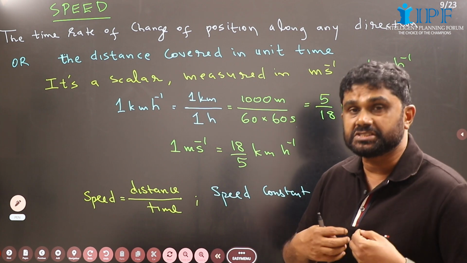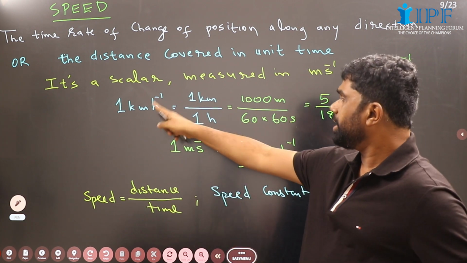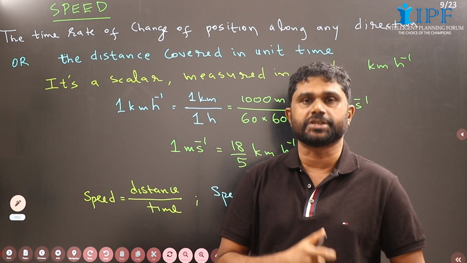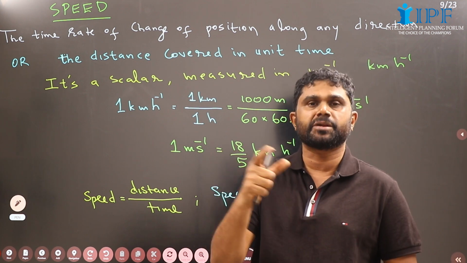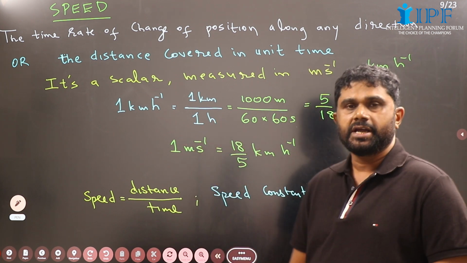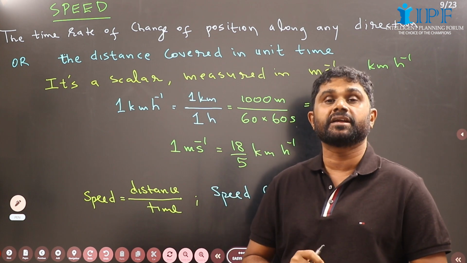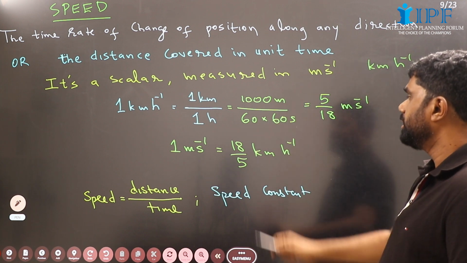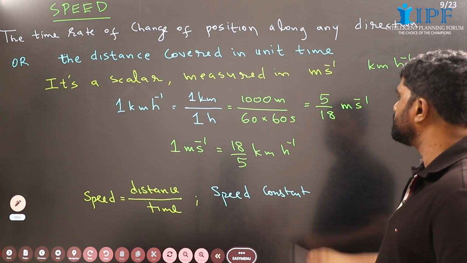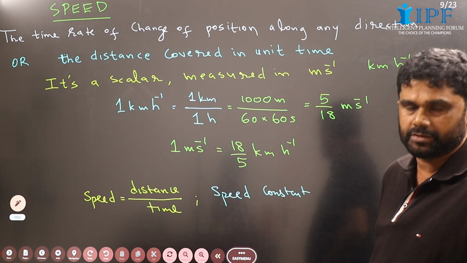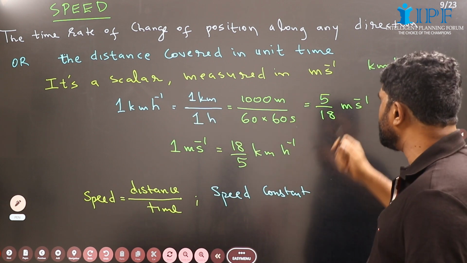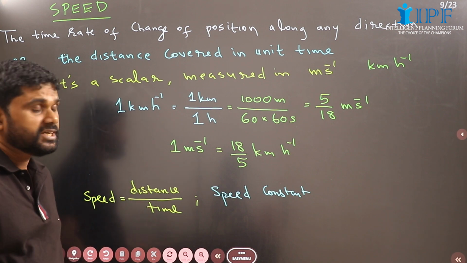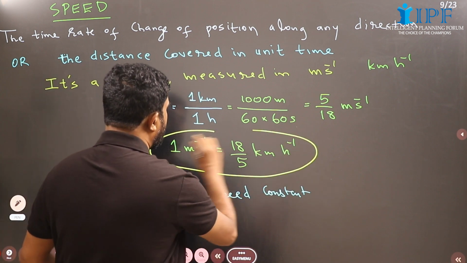The conversion is direct and straight. 1 kilometer per hour means 1 kilometer divided by 1 hour. Kilo stands for 1000, so 1 kilometer means 1000 meter. And in the denominator there is 1 hour, and each hour is equal to 60 minutes and each minute in turn equal to 60 seconds. So this is 1000 meter divided by 60 times 60 seconds, which is 5 over 18 meter second raised to minus 1. So 1 kilometer hour raised to minus 1 equals 5 over 18 meter second raised to minus 1, or 1 meter second raised to minus 1 is 18 over 5 kilometer hour raised to minus 1.